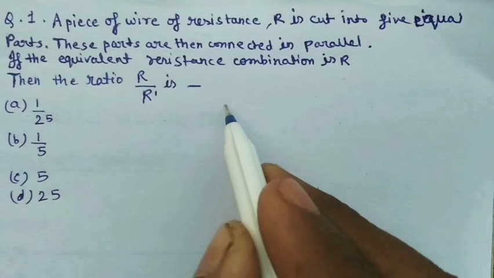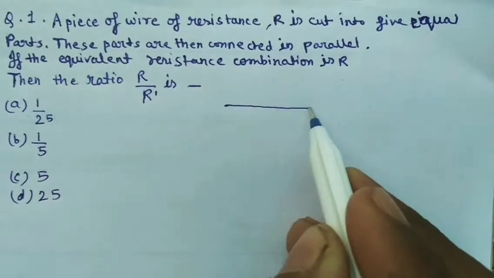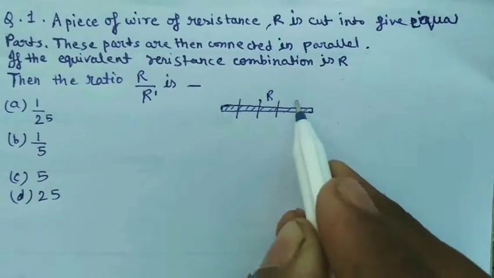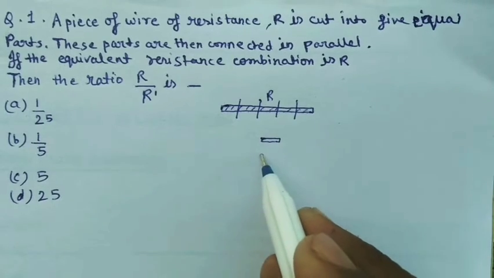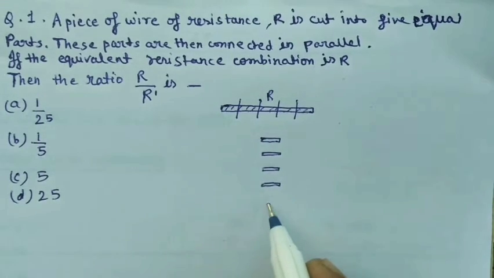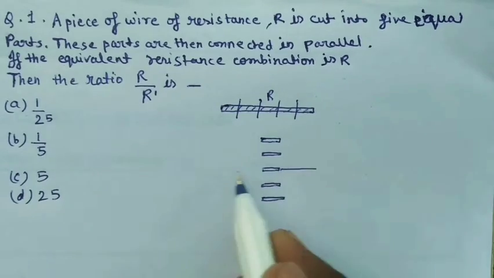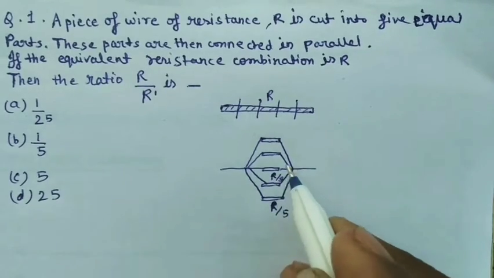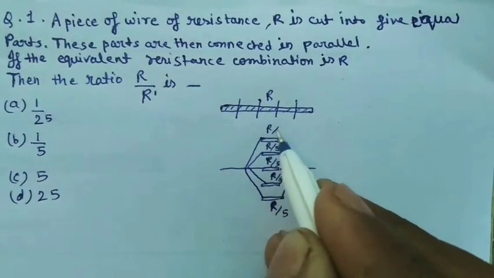Question number 1. A piece of wire of resistance R is cut into 5 equal parts. These parts are then connected in parallel. If the equivalent resistance of the combination is R dash, then find the ratio R by R dash. A wire of resistance R is cut into 5 pieces and then connected in parallel combination. Each has resistance R by 5.